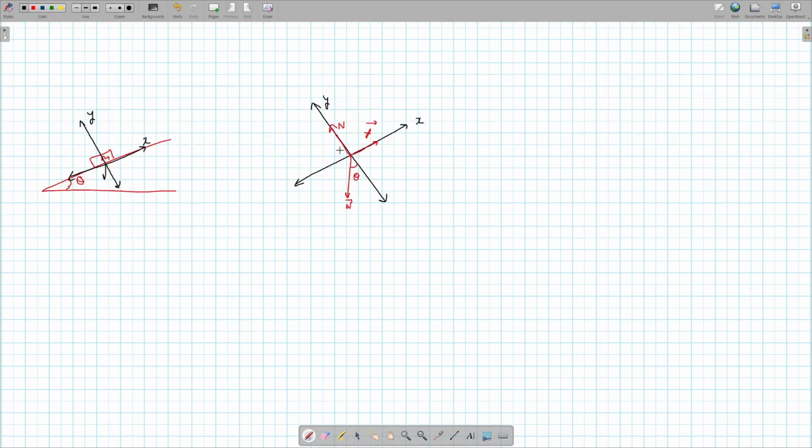Also, don't forget before ending, remember I told you, any force at an angle should be resolved into its x component and its y component. Make sure you do this.